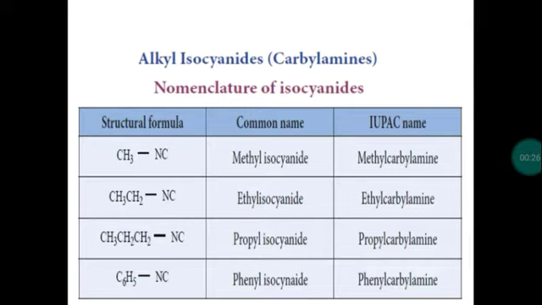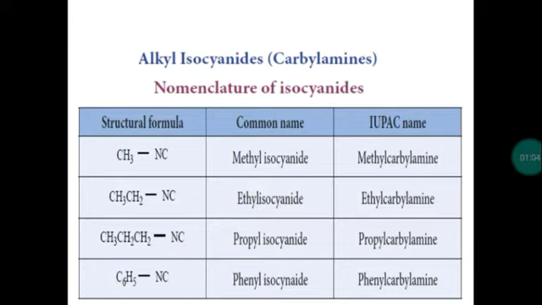Then for every organic compound we follow two types of names, a common name as well as a IUPAC name. First we take the common name for the alkyl isocyanates. The common name, as usual, will be given based on the substituent as well as the functional group. So we have an alkyl group like methyl, ethyl, propyl, and the functional group is isocyanide, NC. So the common name will be represented as alkyl isocyanide.